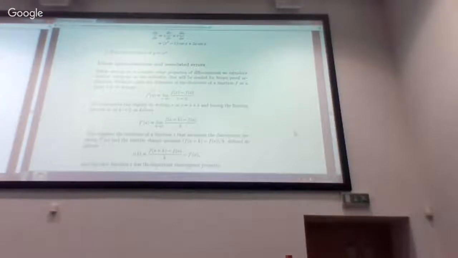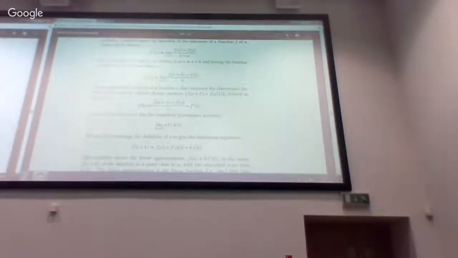F prime evaluated at a, the derivative of f evaluated at a, is the limit of the relative change in value of f, f of x minus f of a, relative to the change in value of the argument, x. And you're taking the limit of that as x approaches a. Okay, the first way is just a very trivial, in one sense, rewriting of that.